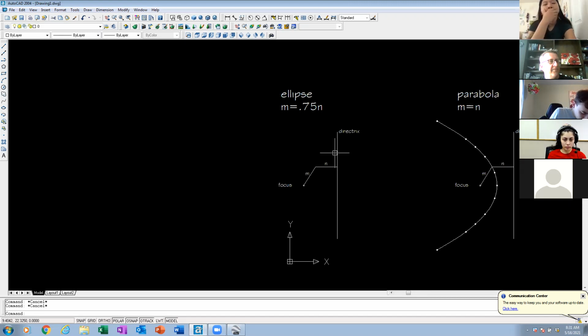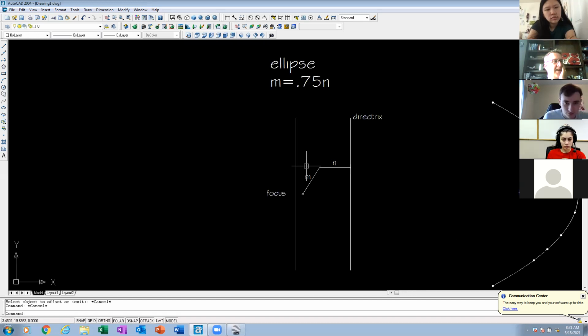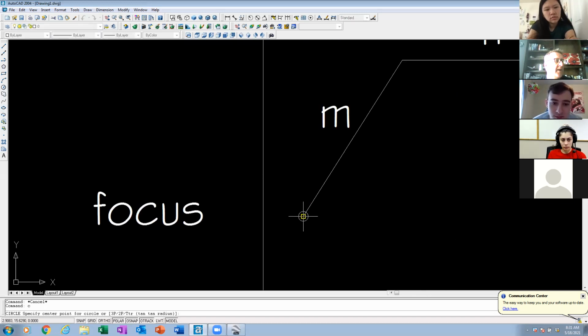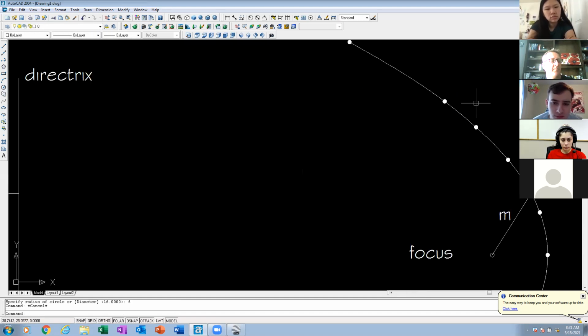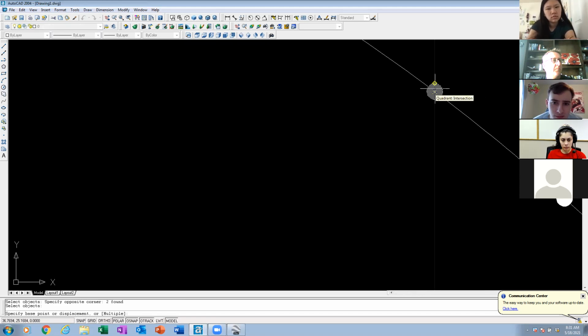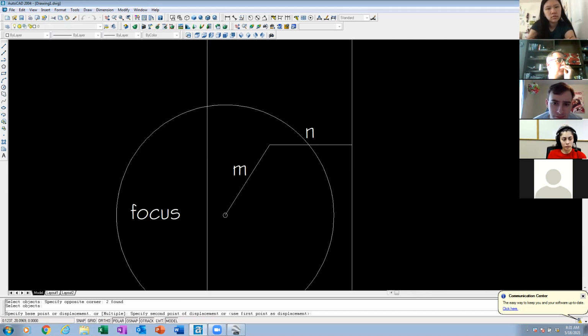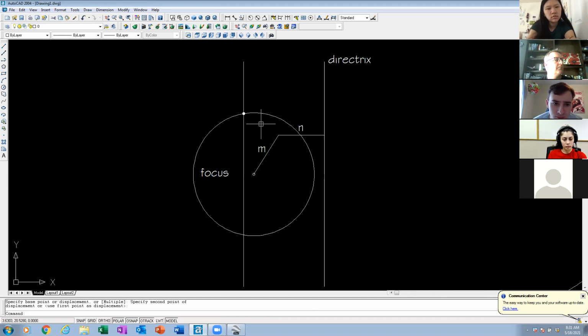As an example, let's offset this a distance of 8. So my n value is 8. If I take 3/4 of 8, I get 6. That means I need m to be 6. So my circle now will have a radius of 6. And I plot that point. Boom.